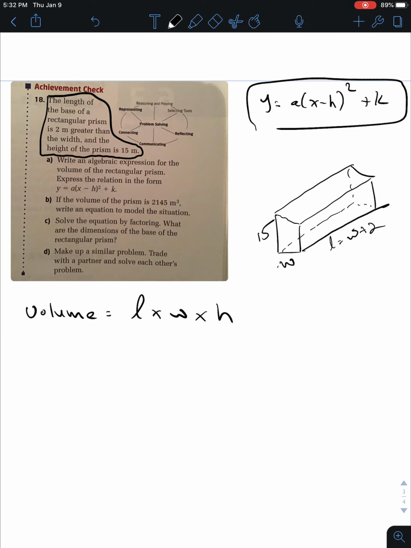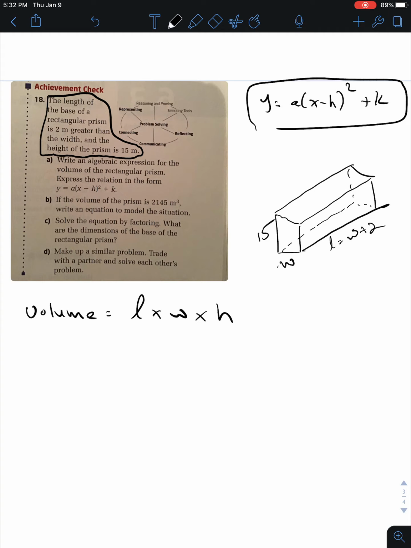Width is equal to what? The width is just the width, right? But they told you about the length. So the length is 2 meters longer than the width. And then it told me the height was 15. So there you go. Now you tell me what's the volume equal to of a rectangular prism? Base times height. Close. What you're saying is it's the area of the base times the height.